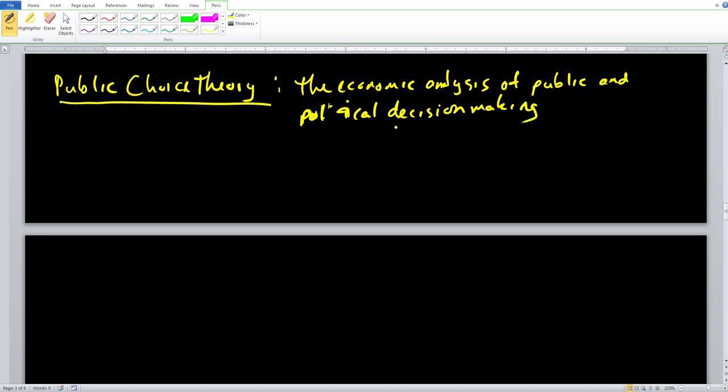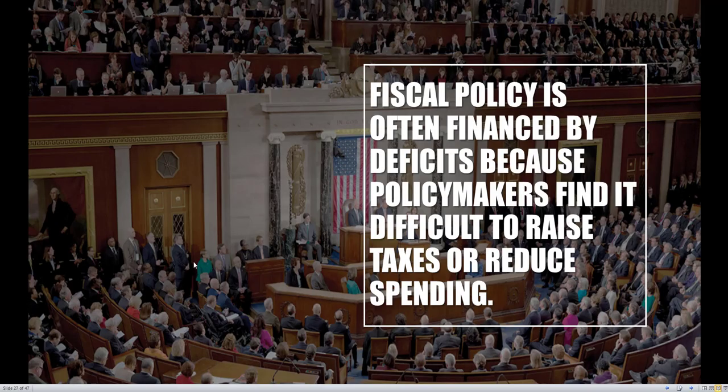But essentially here, public choice theory basically just tells us that there's a lot of politics involved in economics when it really shouldn't be, when economics really should all be concerned with what the data is telling us. So that just tells us that a lot of fiscal policy is often financed by deficits because policymakers find it very difficult to raise taxes or to reduce spending. So the vast majority of fiscal policies that we see nowadays, they're always going to be increasing spending or lowering taxes, because that is what makes that politician, that congressman or congresswoman, that senator look good in the eyes of the voters. It might be very difficult to increase taxes or reduce spending, even though it may be good for the economy.